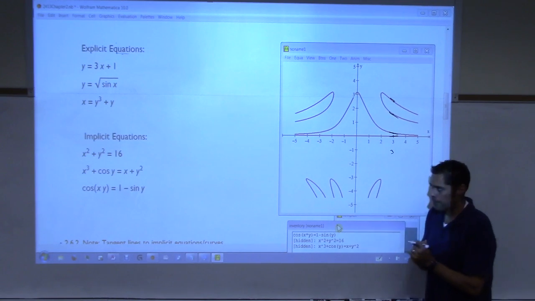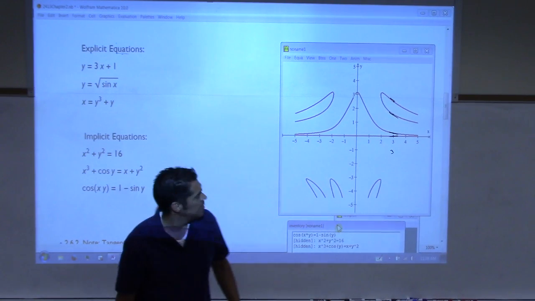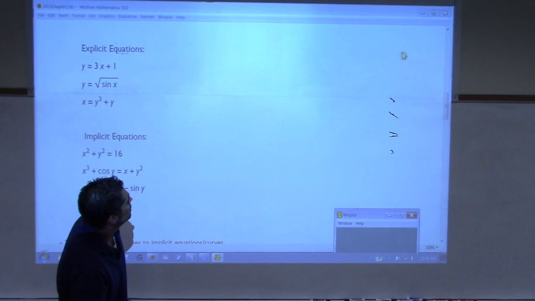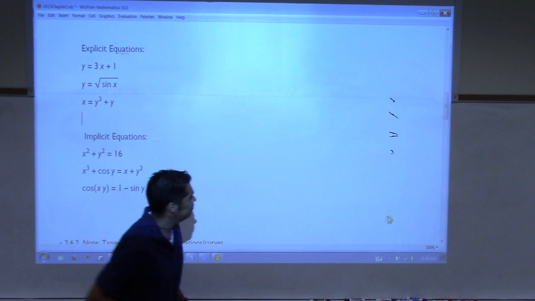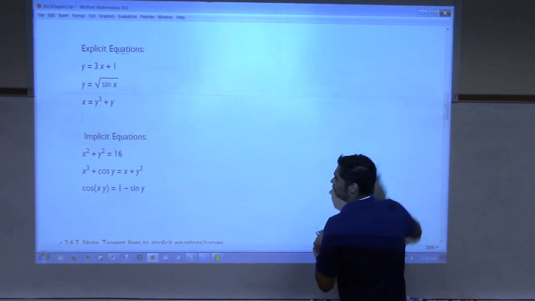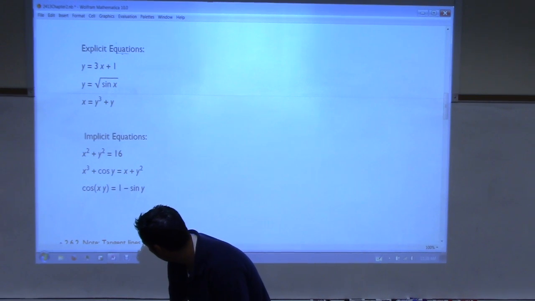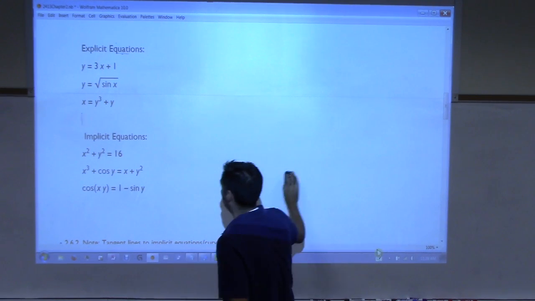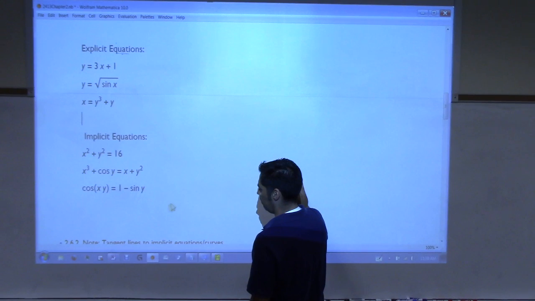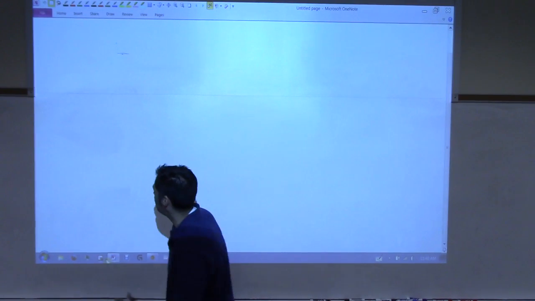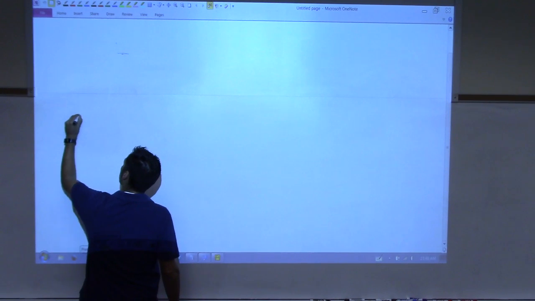All right, you ready to see how implicit differentiation works? Let's do it. I'm going to get a blank sheet here. Where is it? There it is. All right, let's start with this first example.